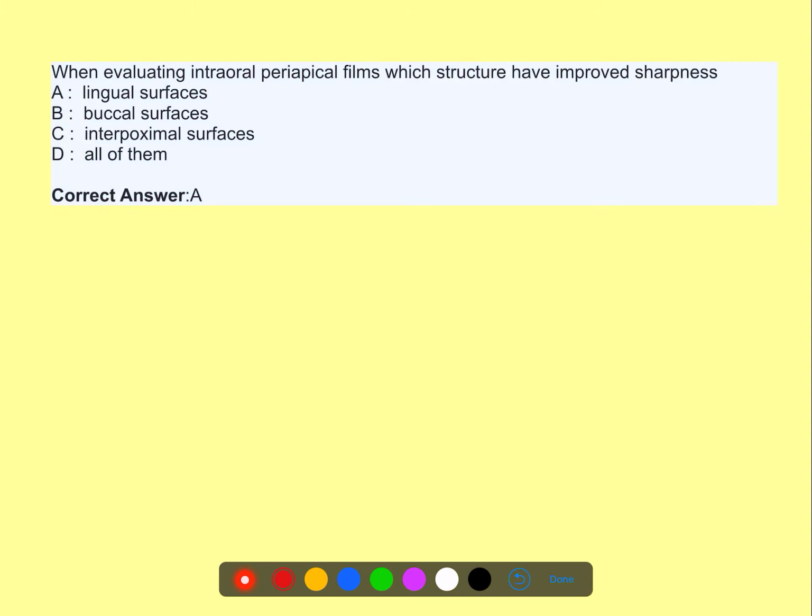When evaluating the intraoral periapical films, which structure has improved sharpness? So this is also a direct statement. The improved sharpness will be seen for the lingual surfaces on periapical films.